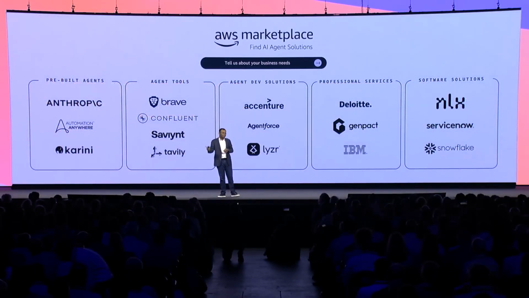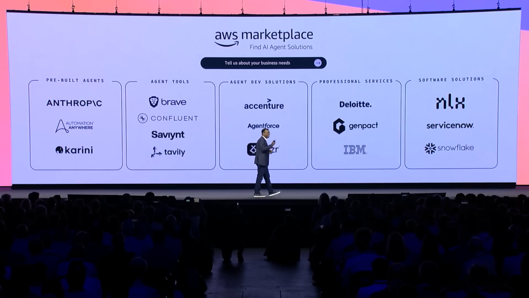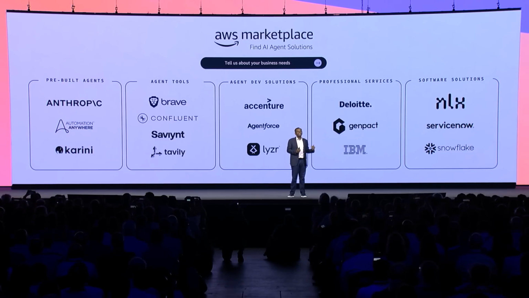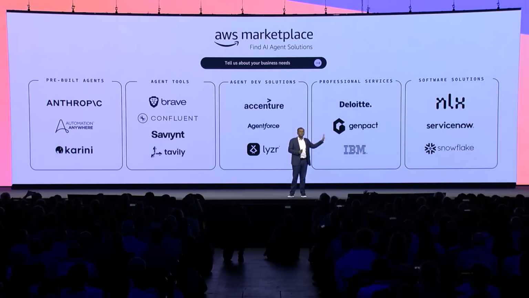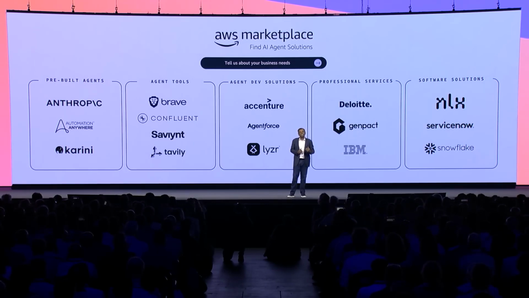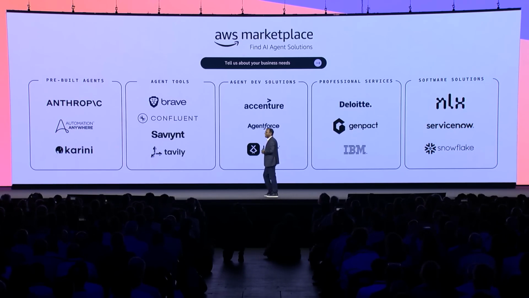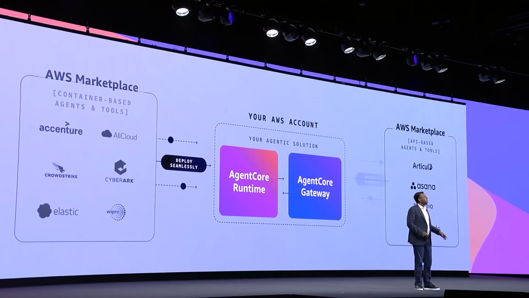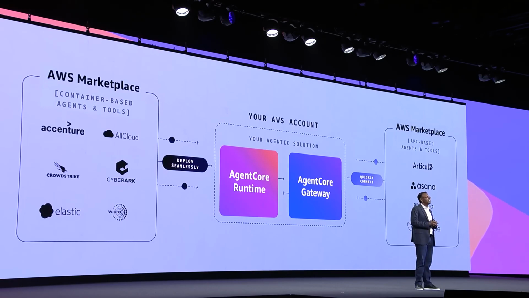With this launch, AWS Marketplace now includes solutions and expertise from AWS partners like Anthropic, Salesforce, Deloitte, and others across areas like pre-built agents, agent tools including MCP servers, knowledge bases, guardrails, and many more, and professional services to help you develop and implement an AI strategy, and both agent development solutions for building your own agents and software solutions with embedded agentic capabilities. Together, Agent Core and AWS Marketplace enable more than the sum of their parts.